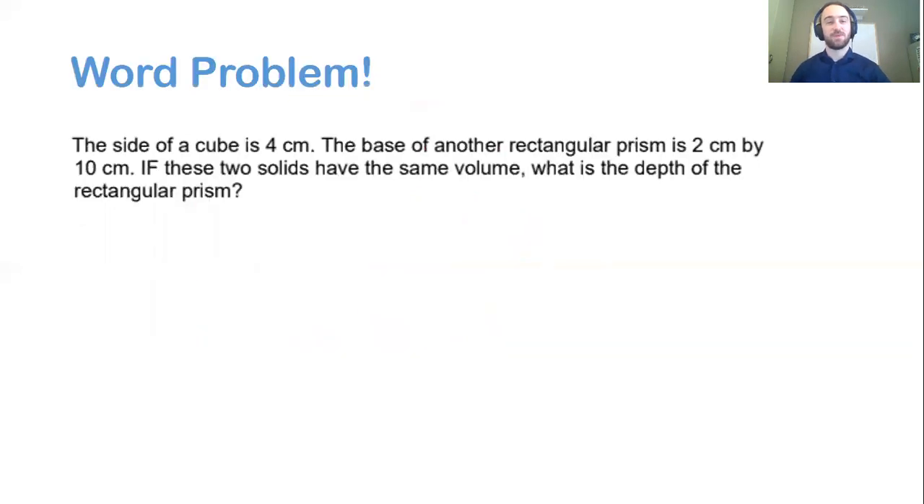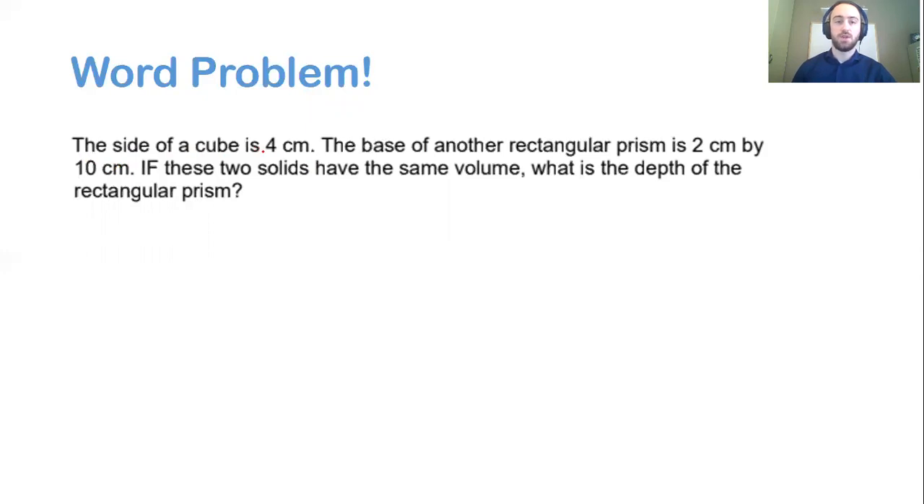Now let's do a word problem. Everybody's favorite is word problems. So the side of a cube is 4 centimeters. The base of another rectangular prism is 2 centimeters by 10 centimeters. If these two solids have the same volume, what is the depth of the rectangular prism? So it's always good when you're looking at word problems to break it up and draw pictures as well. That's always a good start.